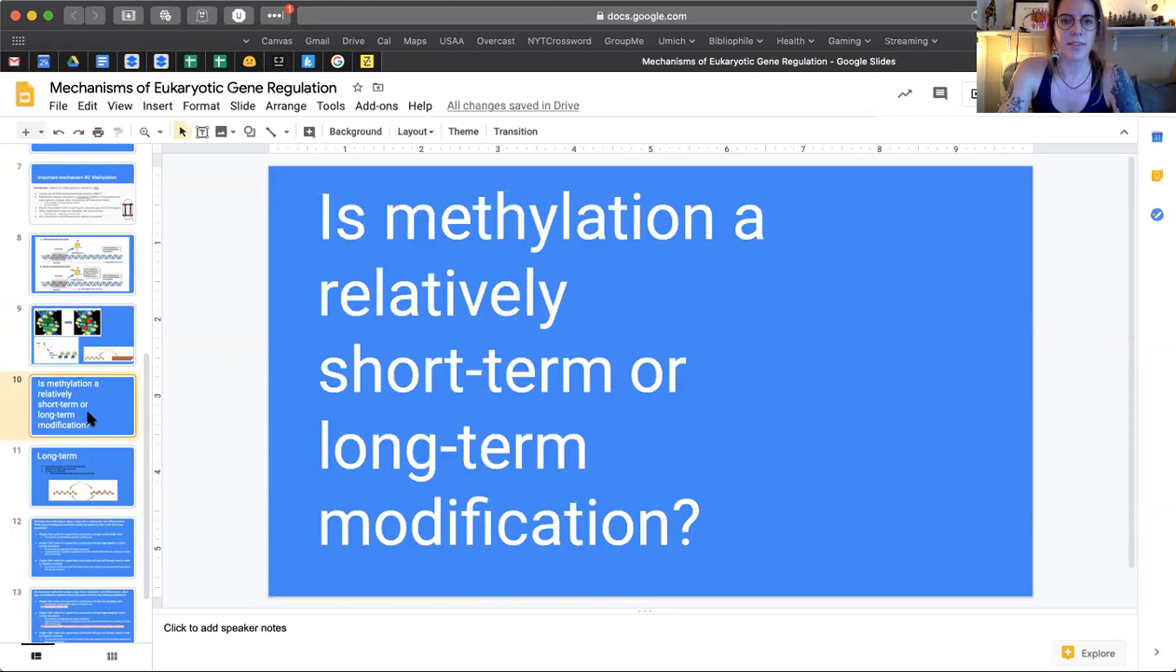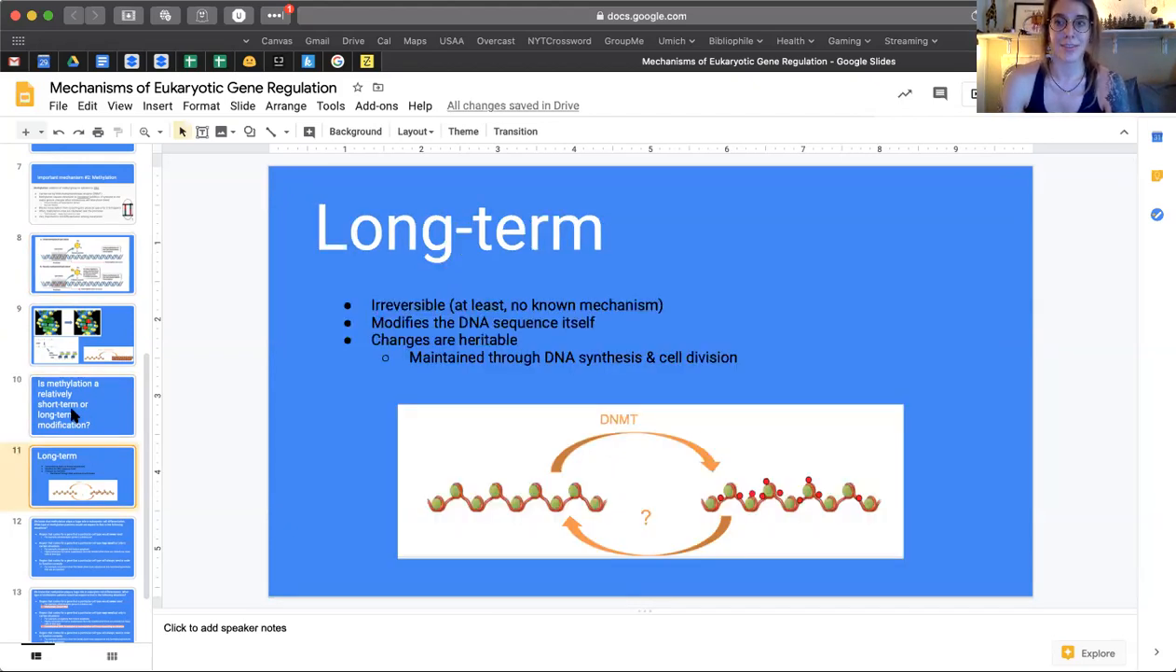Cool, so we can think, is methylation a relatively short-term or long-term modification? Hopefully you should be able to say that this is going to be a long-term modification. Firstly, it's basically an irreversible process. We know that we have this DNMT enzyme that will cause the methylation to occur, but there's really no known mechanism that can undo this. So once you're methylated, there's really no going back.